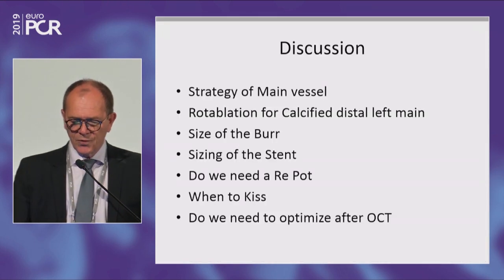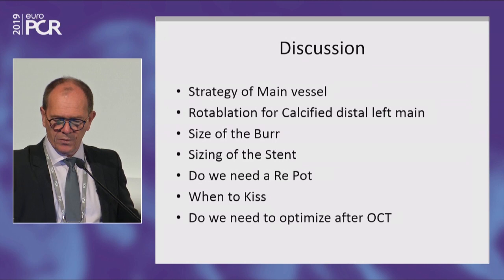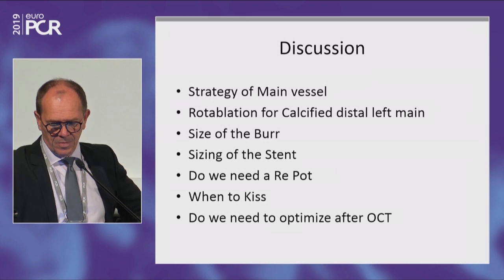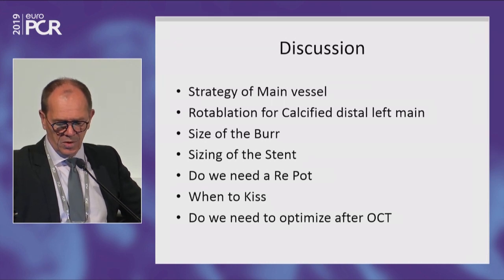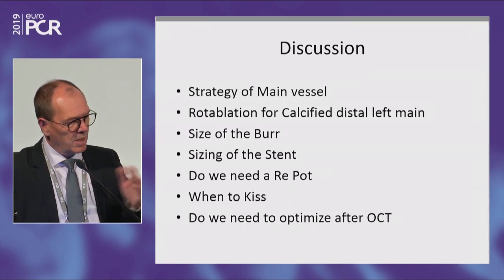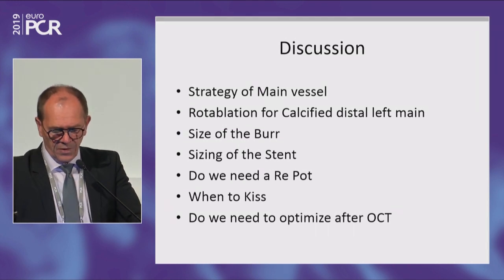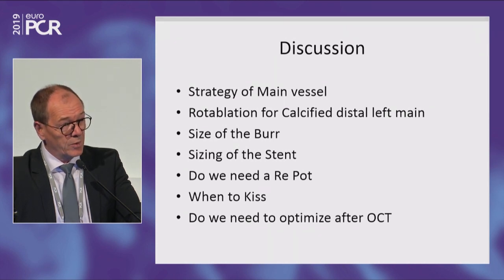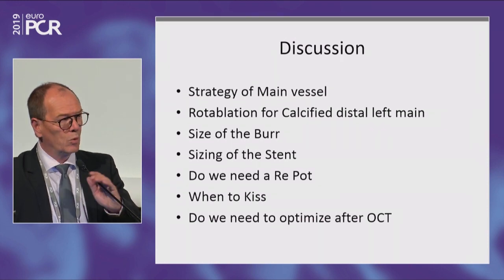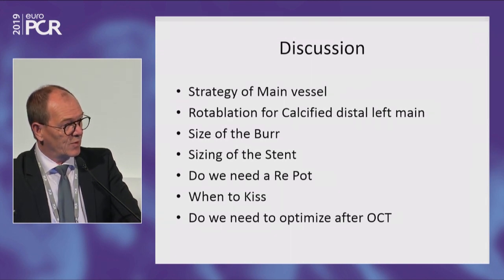Good access. So just a few items for the discussion, to open it to you. What kind of strategy for such a very severe lesion, and the multi-pathology associated for the patient. The place of rotablation for calcified distal left main, the size of the burr, is there any way to do it differently, atherectomy, the size of the stent, do we need to re-POT with the tool, but this is another story maybe, when do we need to kiss, and do we need to optimize after the OCT you have seen. Thank you for your attention.